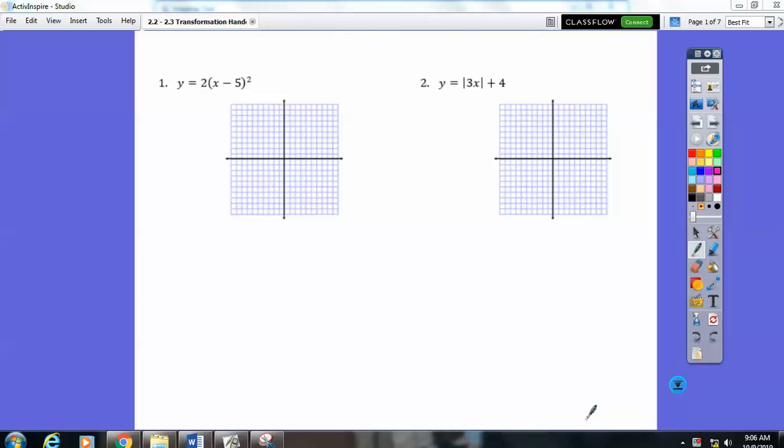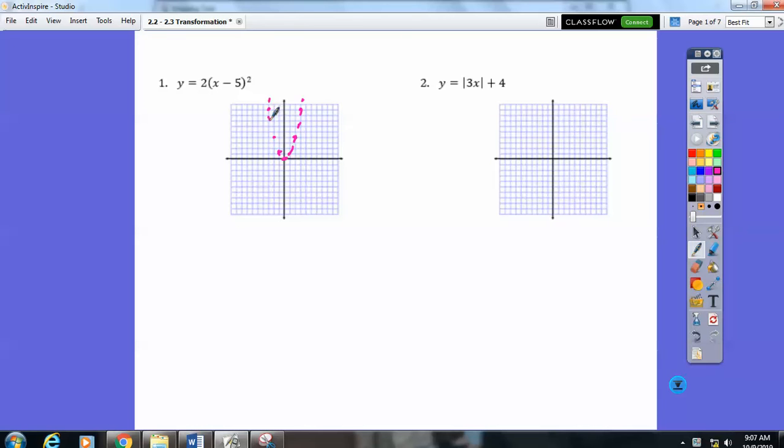My parent function? Parabola. So I would say a minimum of 3 exact points. So 0, 0, 1, 1, 2, 4, negative 2, 4, negative 1, 1. We could even do like 3, 9 and negative 3, 9 if you wanted.